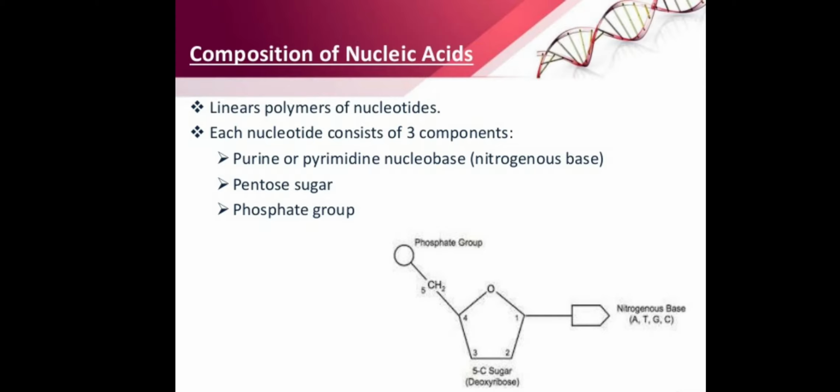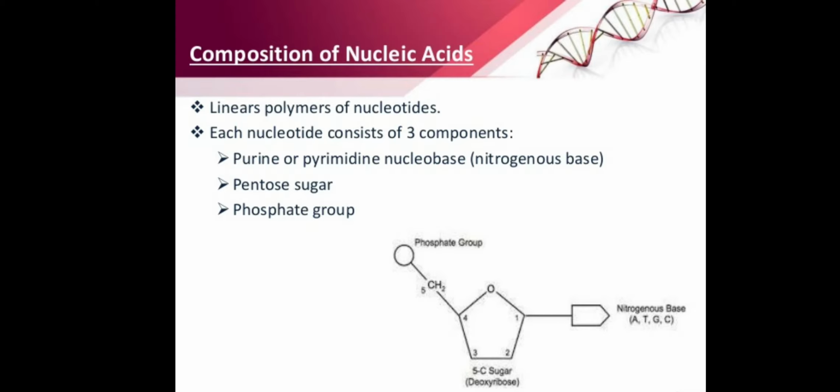As I've said, purines and pyrimidines are part of DNA and RNA. The difference is that the purines in DNA are adenine and guanine, the same in RNA. But for pyrimidines, in DNA they are cytosine and thymine, and in RNA they are cytosine and uracil.